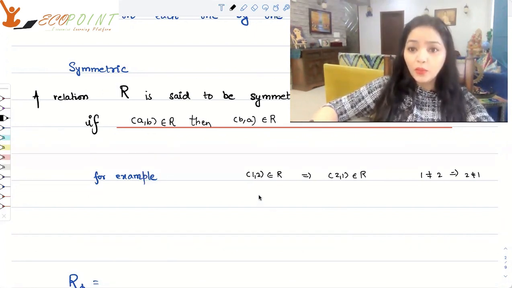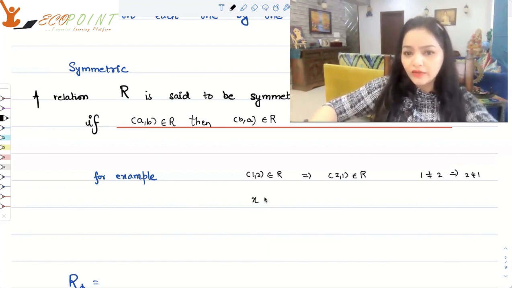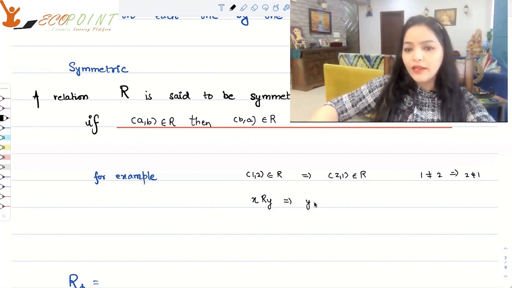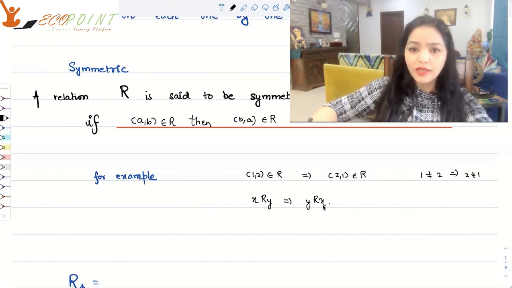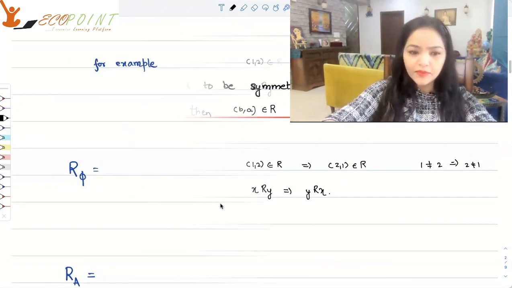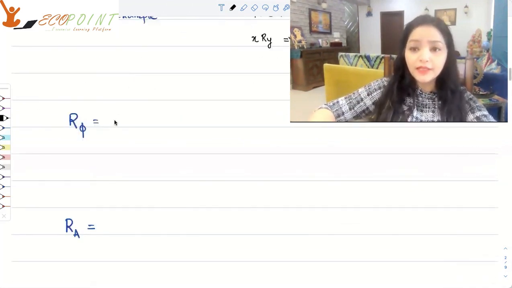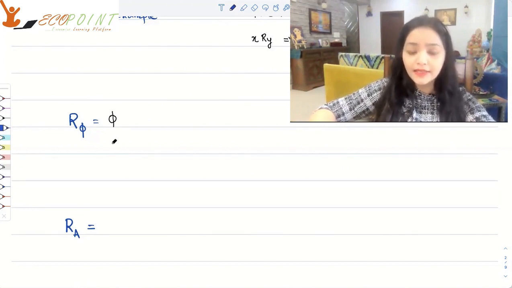Now similarly, another way we can write it in a general manner is: XRY should imply YRX, whatever relation R is. If this is happening, then the relation is said to be symmetric in nature. Let's take some examples. The first example I'm taking is the relation R phi. I'm quoting it for the set phi. So suppose phi is the set of relation. That means it has no entries. It's a null set. Can we say this relation R phi is symmetric?